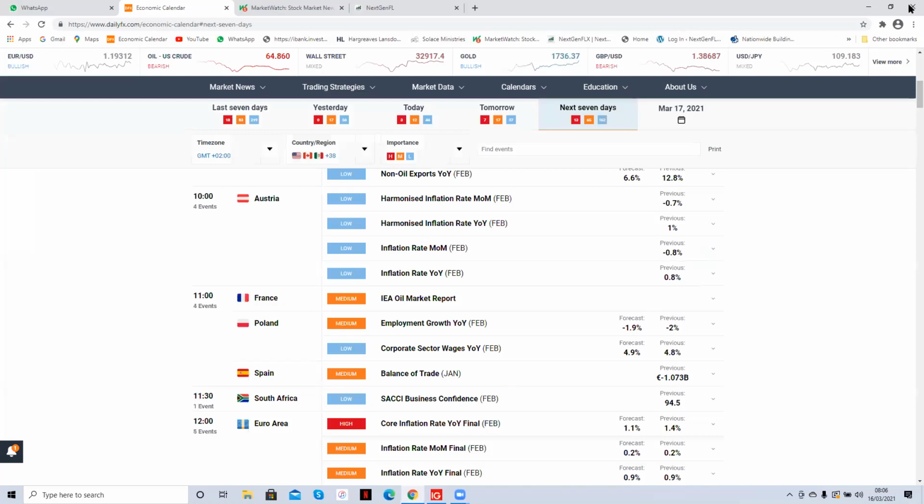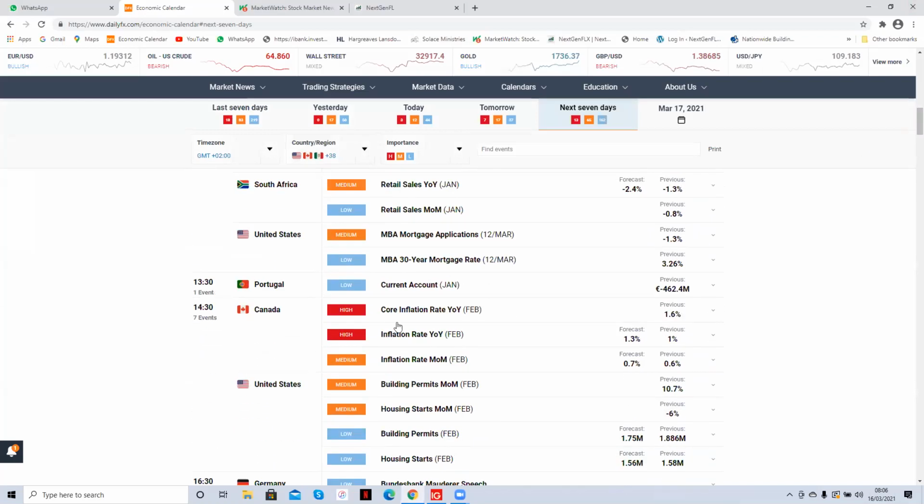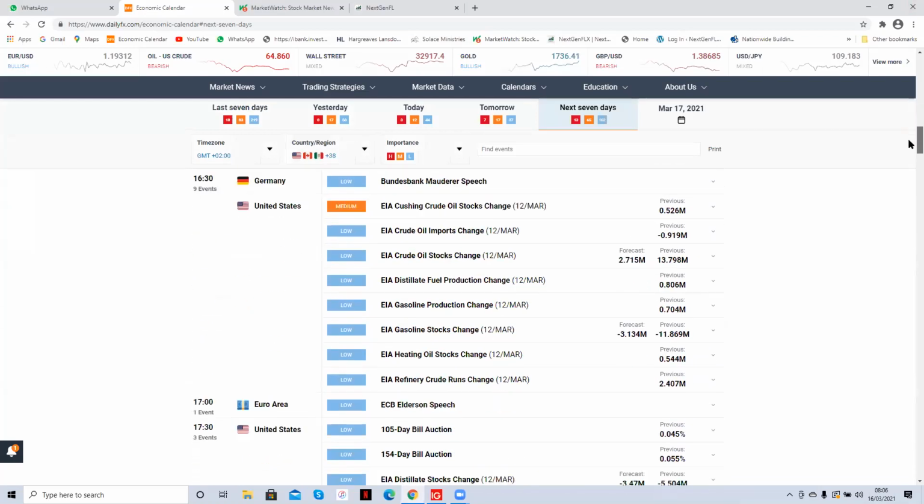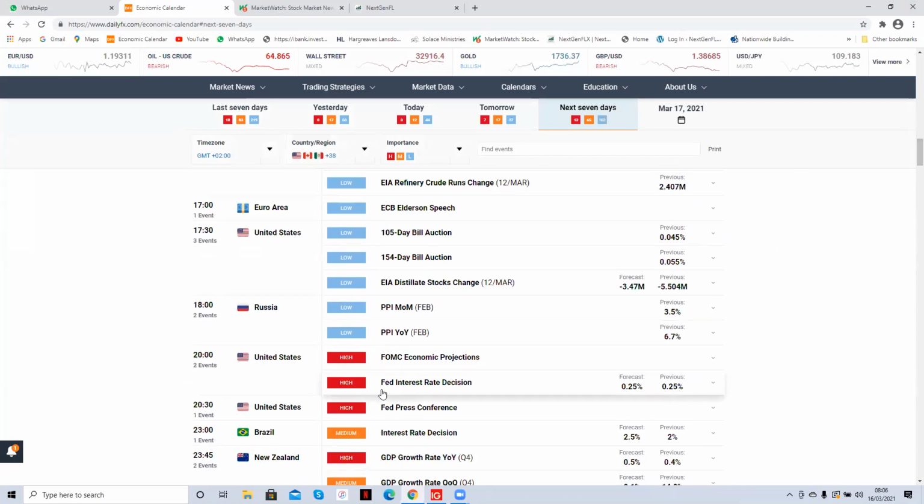We've got the Euro area inflation rate, the Canadian inflation rate, but the big one is obviously the US interest rate decision. So tomorrow evening, we have the US interest rate decision. And of course, that's of huge importance. Like I said, currencies are sensitive to interest rate decisions. So interest rate decisions do have a huge impact on currencies or the Forex market.